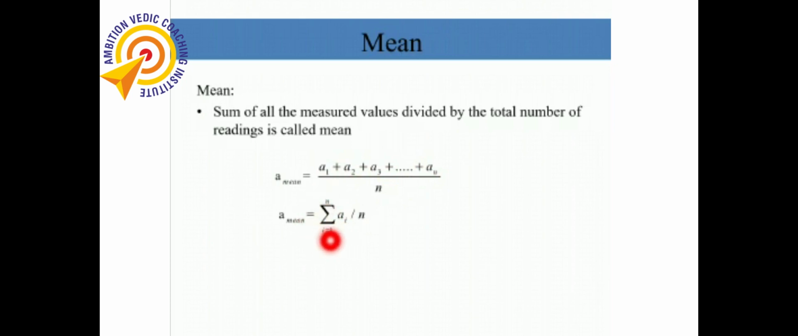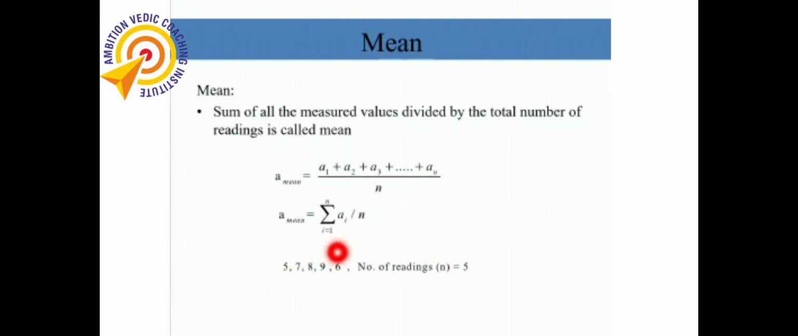So from 1 value to n value, all the values that we have taken, addition of that divided by the total number of readings that we have taken. A very simple example we'll take. For example, let's say we have measured some value. First time it was 5, second time 7, 8, 9 and 6. So total 5 times we tried to find out a value using a scale. But as you can see, each value is different from the previous reading.